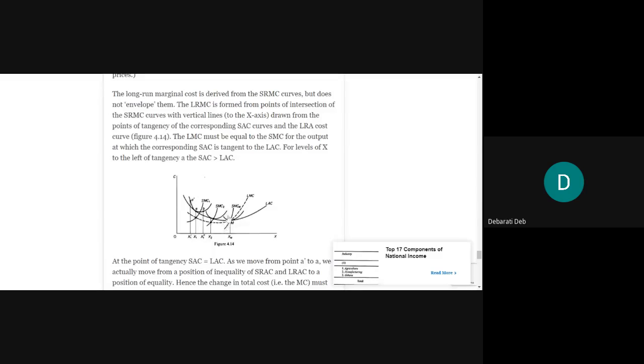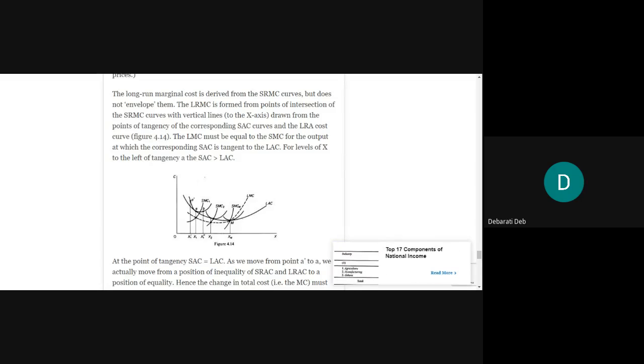See, look at the point M carefully. Here all the curves are meeting, isn't it? This is the point where all the curves are meeting: the LAC, the envelope curve, and the SAC, the small U-shaped curves which are sitting on the lap of this LAC. Then we drew today the SMC curve, which will also pass through this point M, and finally we drew this LMC curve, which is also passing through this point M. So this M is a very vital point.